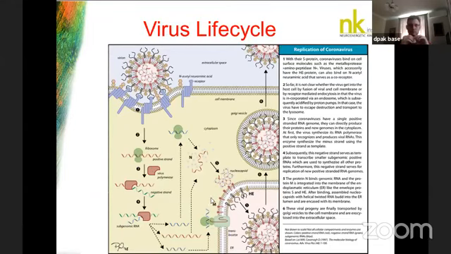And so you can see here what happens is, here you've got ribosomes producing proteins that go in here. This is the rough endoplasmic reticulum.